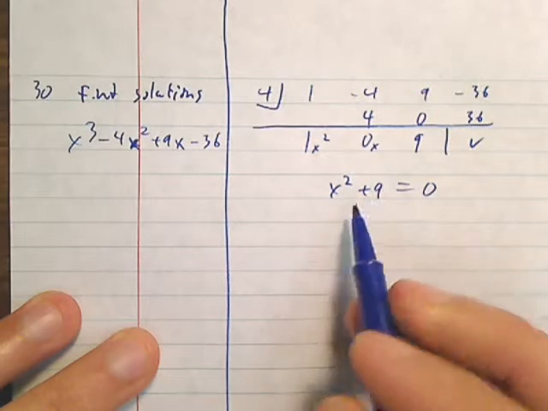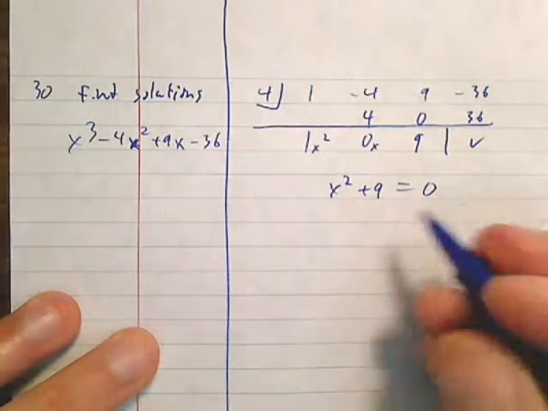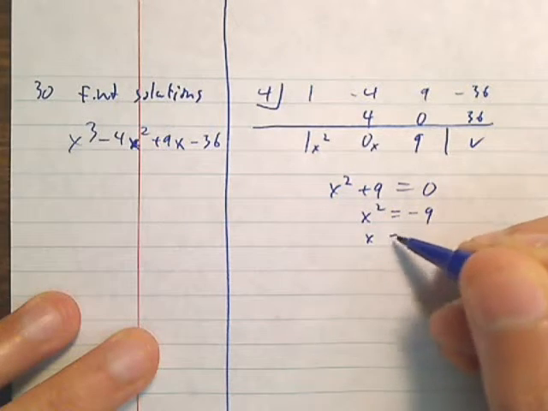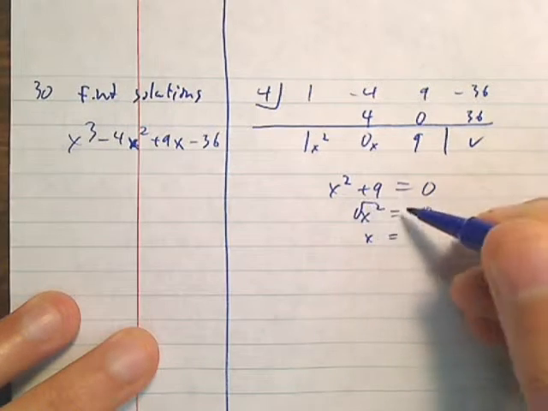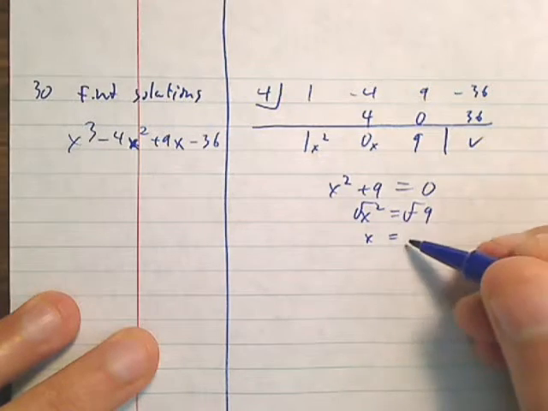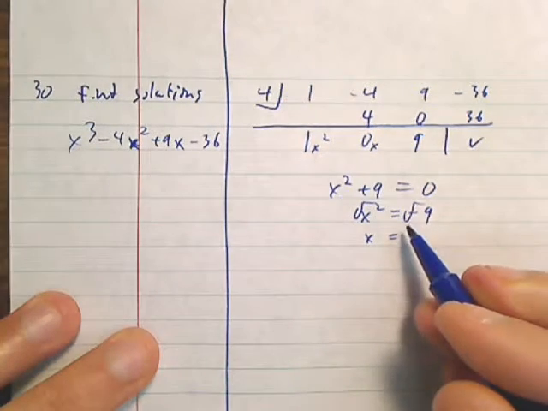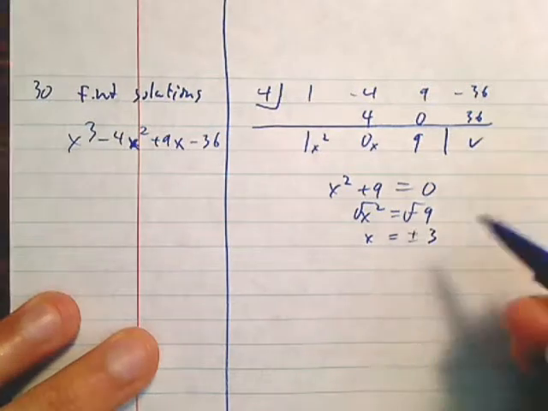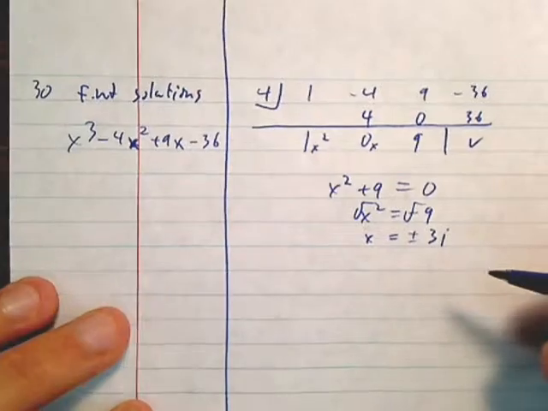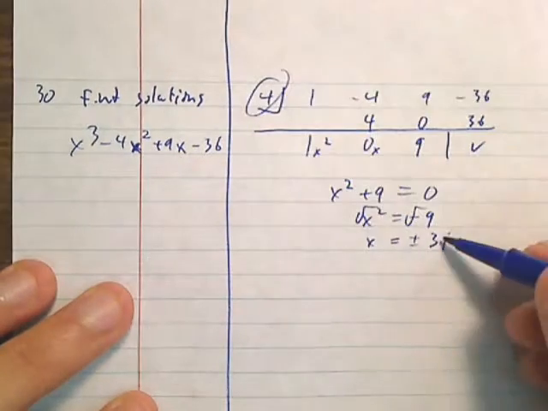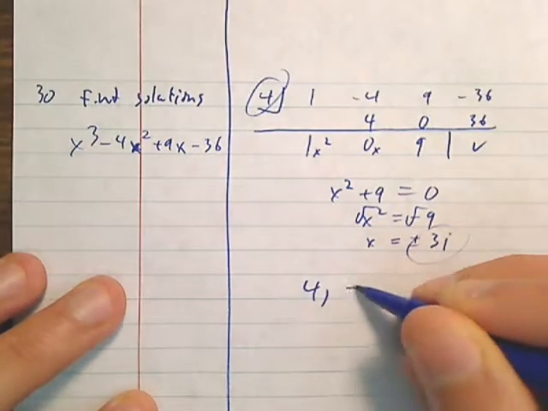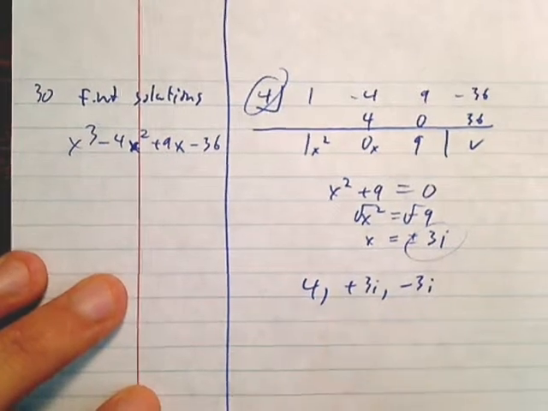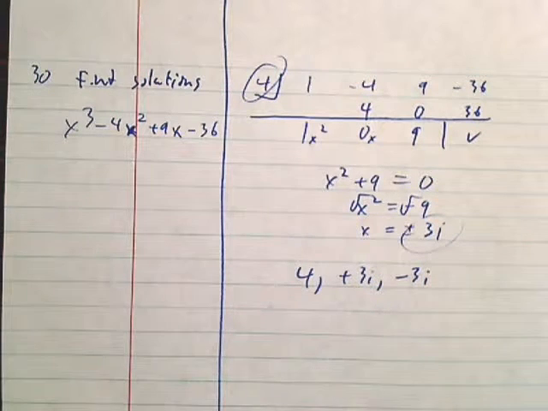And I can solve this directly. There's no b, no middle term. So let's move the 9 over. x squared equals negative 9. x equals the square root of negative 9, plus or minus, because it's a square root. The square root of 9 is 3, but it's a negative 9, so plus or minus 3i. So the solutions are 4 and plus or minus 3i: 4, plus 3i, minus 3i. And I guess I didn't need to write the plus there, right? We know it's positive. Oh, well.